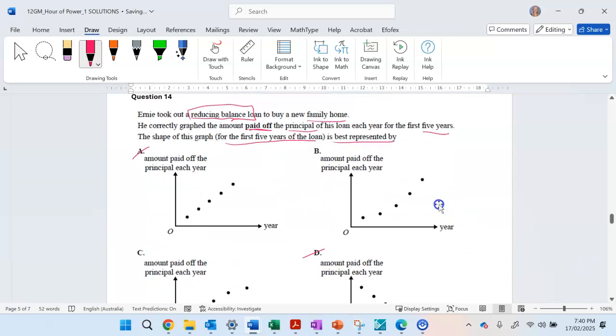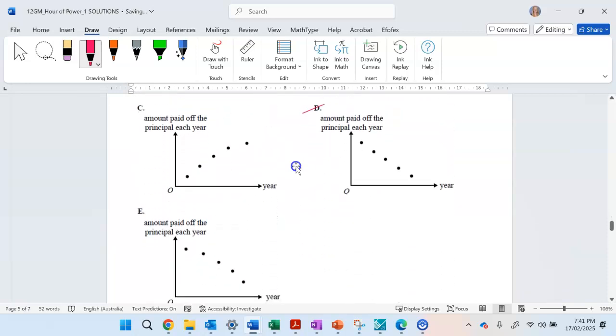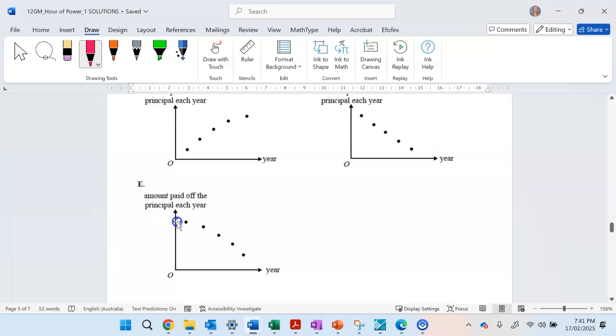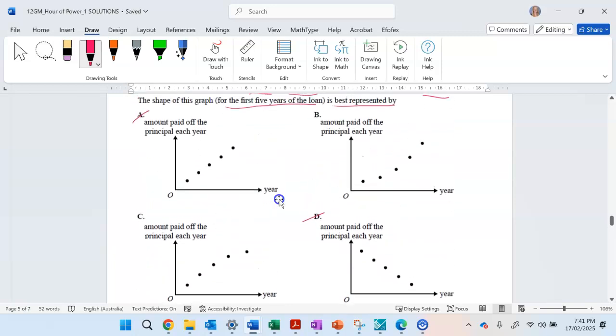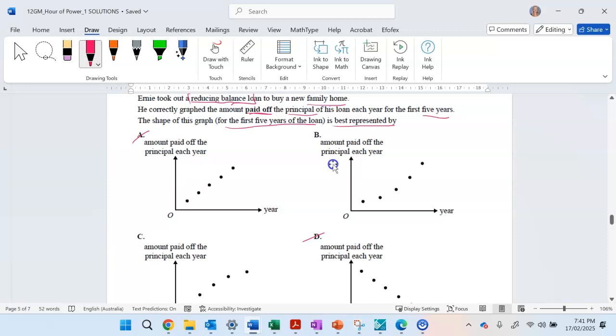Now, I think I did this with a student and got it wrong. I've just realized what I've done. I didn't read it correctly. So I think I was looking at part E as being the answer. So you had your principal and then it was going down, but it's the amount paid off the principal. So your principal is reducing each time. So it's the difference between the principal value and the current value gets bigger and bigger each time. So even though your principal is going down, the difference between your starting value and whatever the current value is gets bigger and bigger.